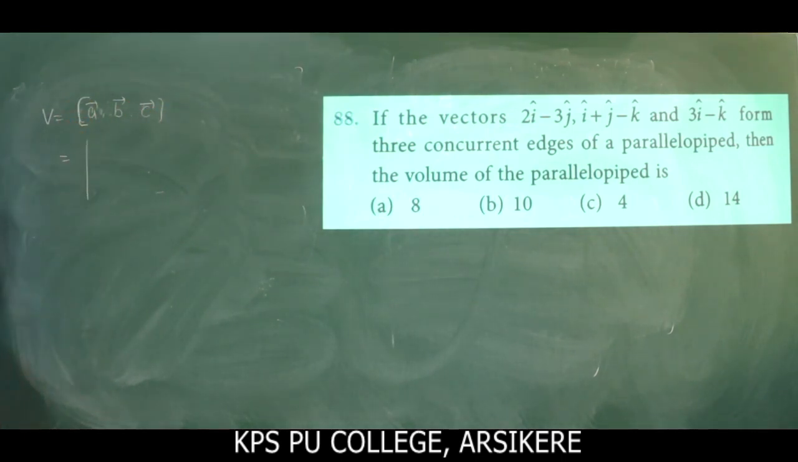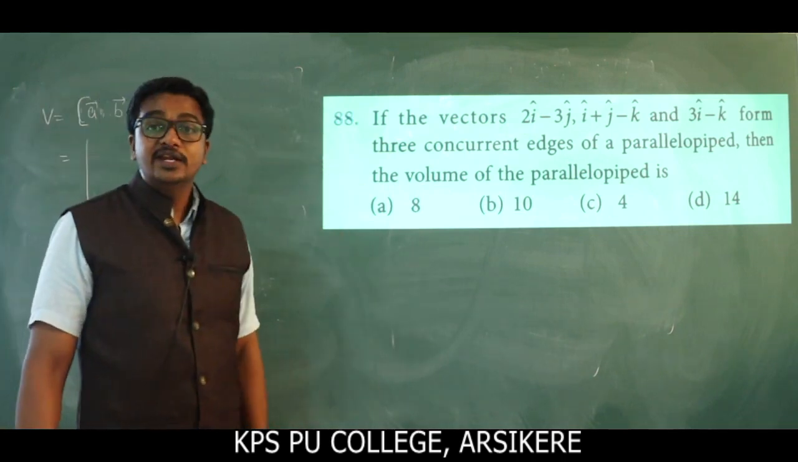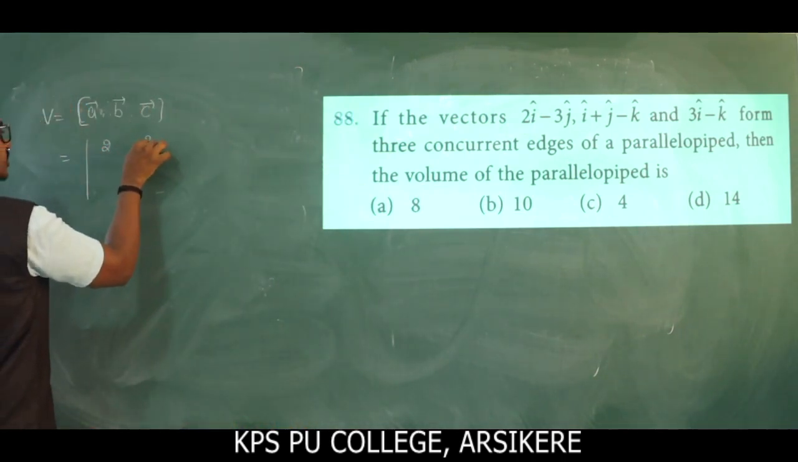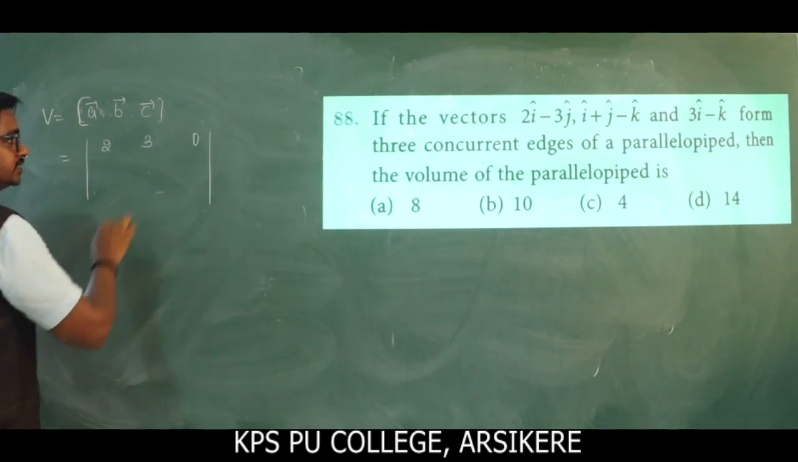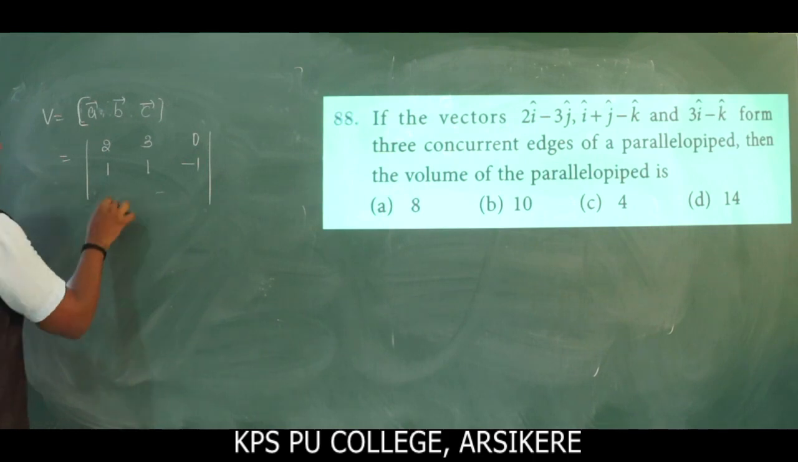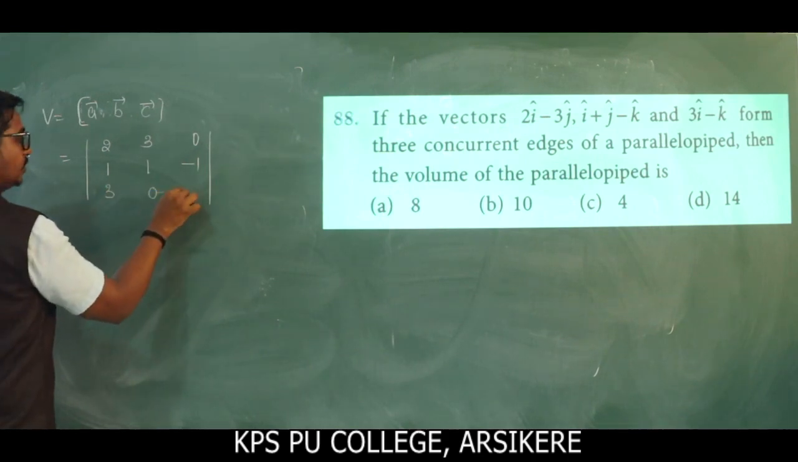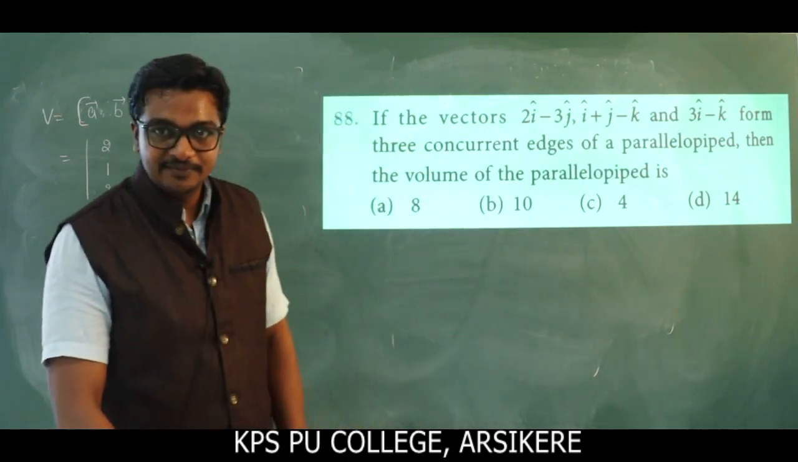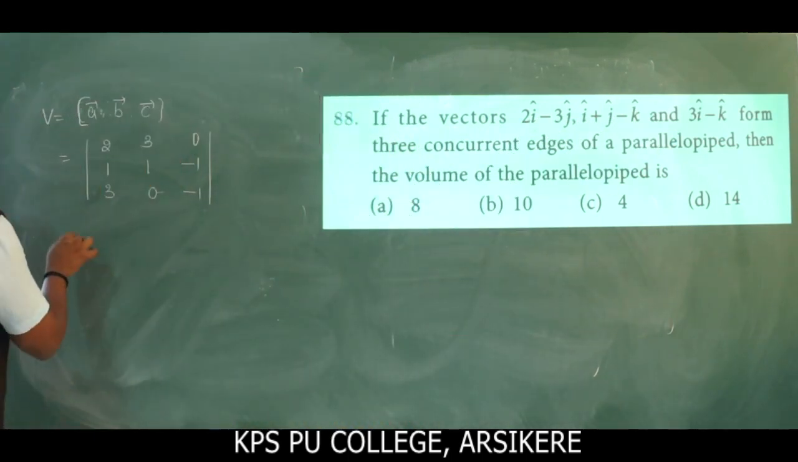The first vector is 2i minus 3j. So the i component is 2, the j component is minus 3, and the k component is 0. For the second one, it is 1, 1, minus 1, and the third is 3, 0, minus 1. Take these as vector A, vector B and vector C. Next thing is expansion.